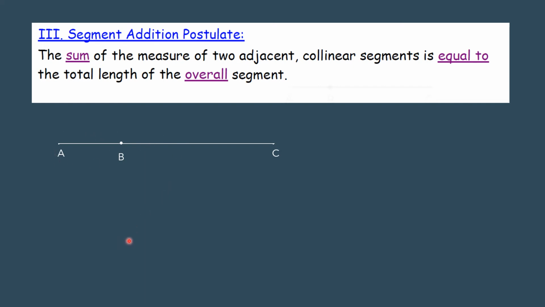So what that looks like in notation is the length of segment AB plus the length of segment BC equals the length of segment AC. And that's the segment addition postulate. Please do not decide that you're going to make it a subtraction problem. You may do subtraction later on in the problem, but initially it's the segment addition postulate. There's no such thing as the segment subtraction postulate.